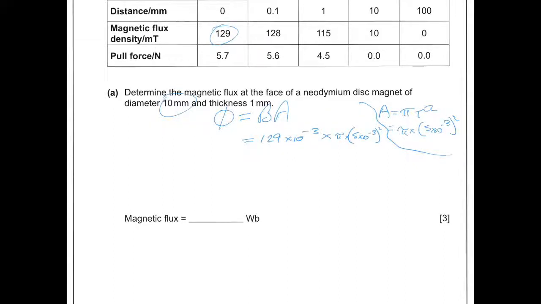129 times 10 to the minus 3 for milli times pi times 5 millimeters squared. Okay, so we're converting to meters here, 5 times 10 to the minus 3. So millis here, millis here. We need to be careful about our units. And that's the sort of value coming out of my calculator. So I'm going to put that down as 1.01 times 10 to the minus 5 of a Weber.